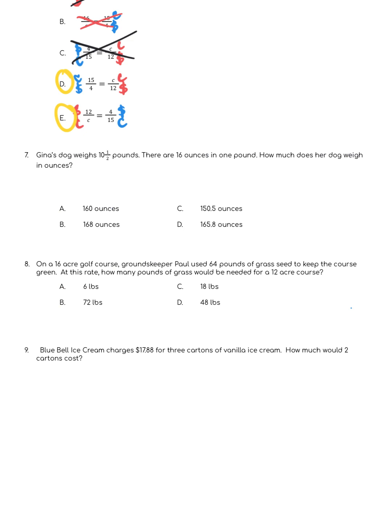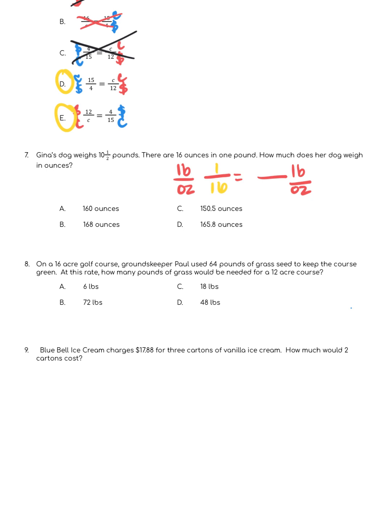Gina's dog weighs 10.5 pounds. There are 16 ounces in 1 pound. How much does her dog weigh in ounces? So I have the labels pounds and ounces, which is LB and OZ. And it tells me 1 pound is 16 ounces. I remember that because 16 kind of looks like LB.